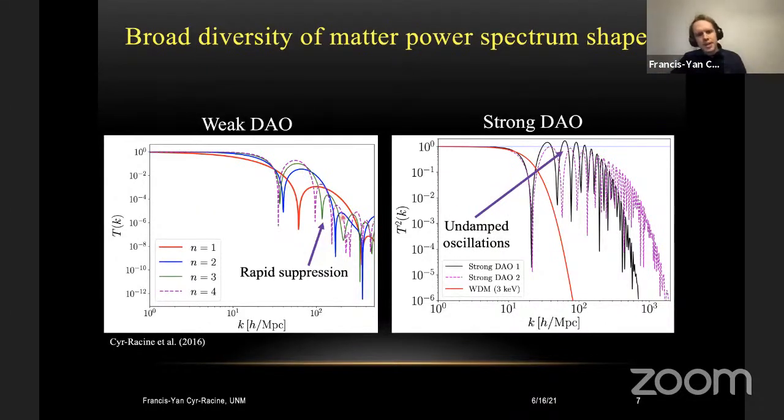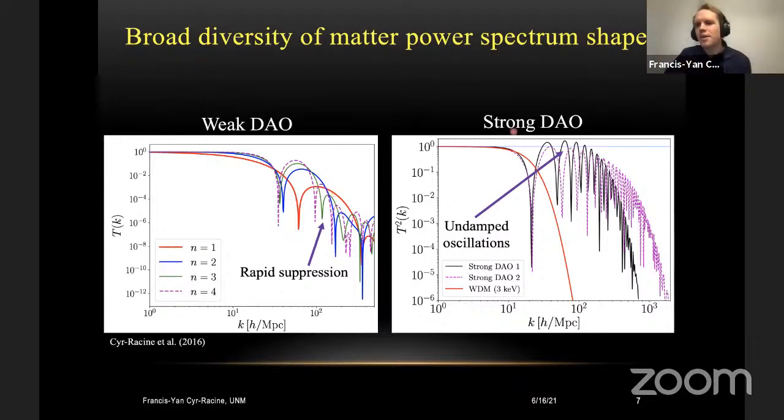And as we can see, both on the left and the right, there's quite a broad variety of structure that we can have for this acoustic behavior. So on the left, I illustrated something I call weak DAO, which is oscillation caused by this pressure. They are rapidly decaying with scale. Here the x-axis is wave number, so this is small scales, this is large scales. In the weak DAO, these oscillations tend to decay quite fast because the coupling, say, between the radiation and dark matter is weak. So it gives rise to a lot of dissipation at this epoch.